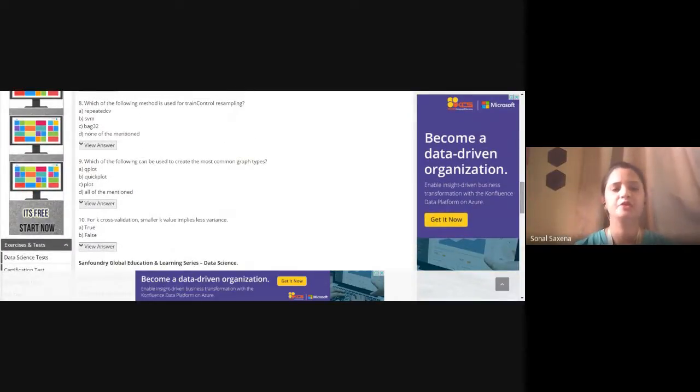So here we have question number 8. Which of the following methods is used for train controlled resampling? Is it repeated CV? Is it SVM? Is it BAC32? Or none of the above mentioned?